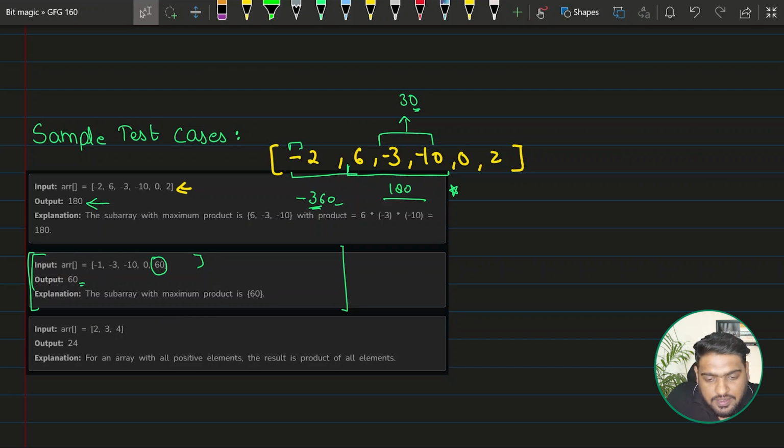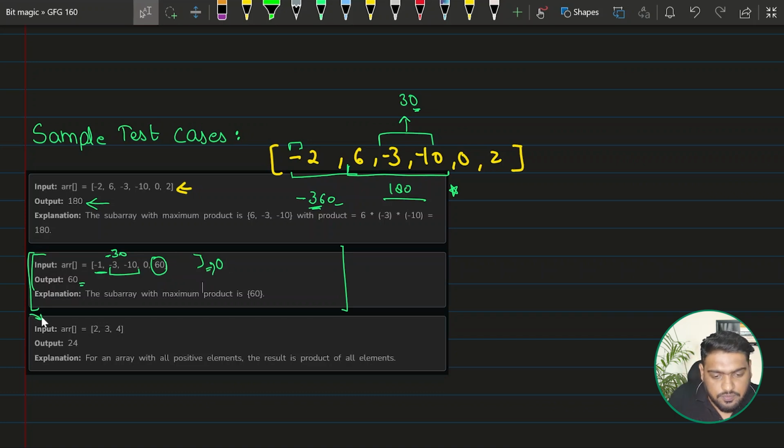If we try to multiply these ones, let's say if we take this subarray, it would be +30. If we try to include this one as well, we would have -30. We cannot take that. We cannot include 0 as well in our subarray because multiplying anything with 0 would end up being 0. Quite understandable.